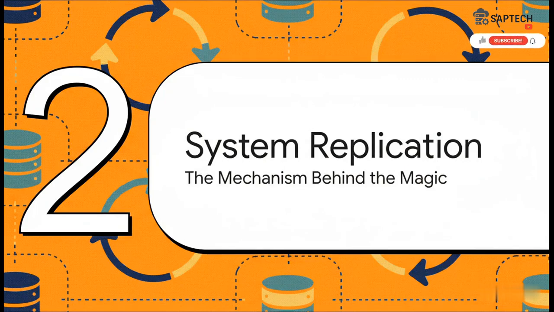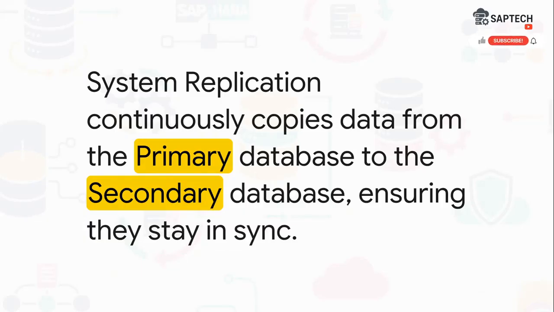Okay, but that brings up a really big question, right? How in the world does that secondary database have all the correct, perfectly up-to-the-minute data to take over so seamlessly? Well, that's where the real magic comes into play. The magic is all thanks to a process called System Replication. You can literally think of it as a constant, real-time copy machine. Every single transaction, every bit of data that hits that primary database is instantly copied over to the secondary. This makes sure they are always in perfect sync.